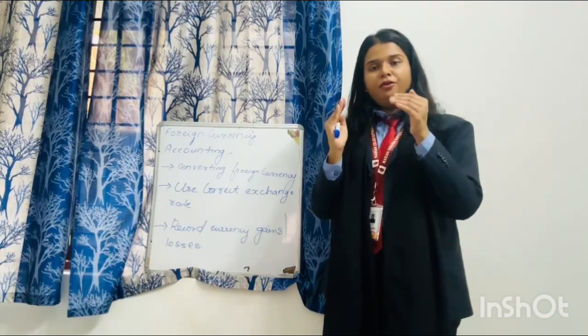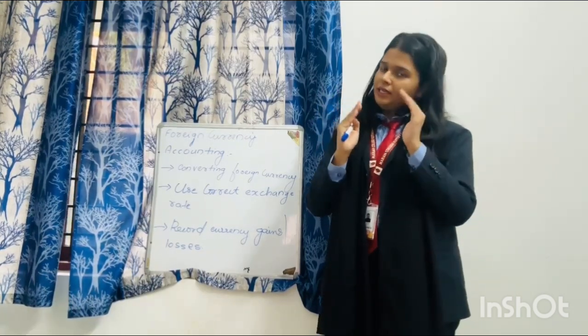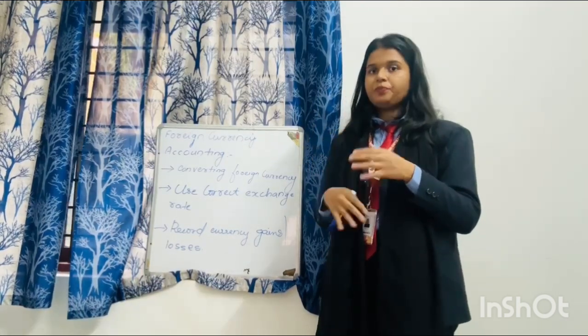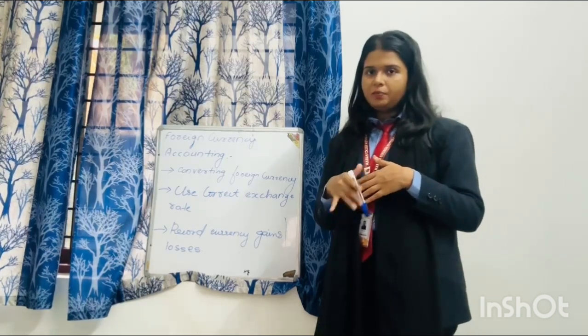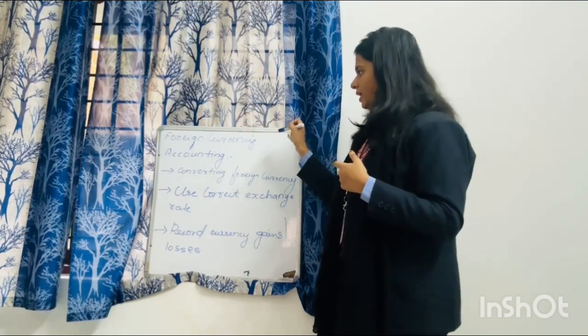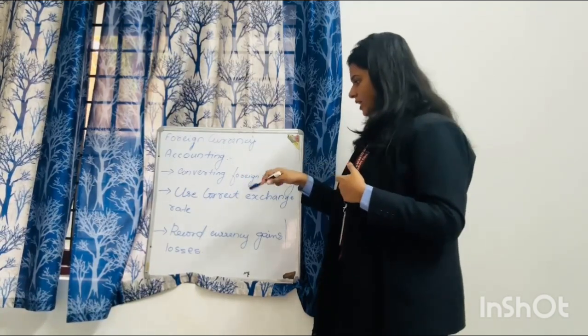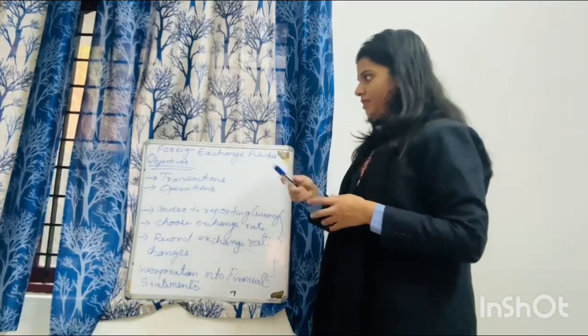Accounting for foreign currency transactions involves converting foreign currency activities into the company's reporting currency, selecting appropriate exchange rates and recognizing gains or losses from currency fluctuations. Put in a simpler form, foreign currency accounting involves converting foreign currency, using correct exchange rates and recording currency gains or losses. Next we are going to look at the objectives of foreign exchange activities.